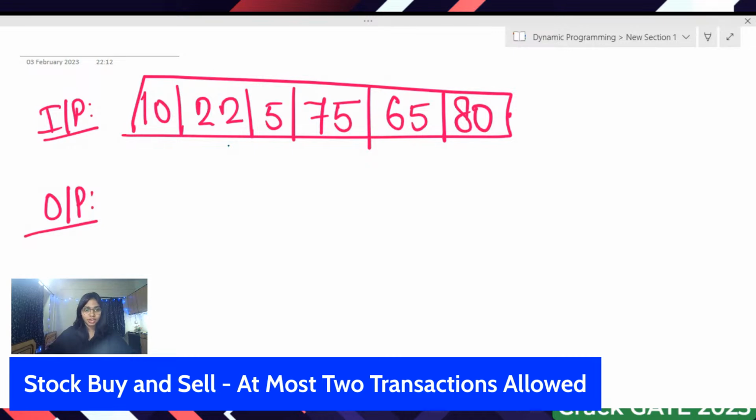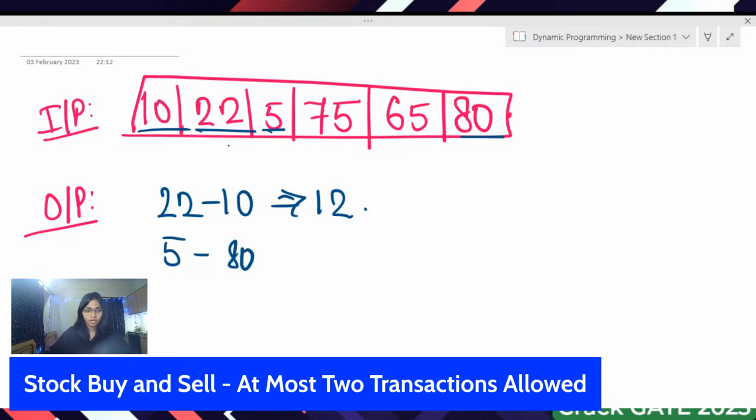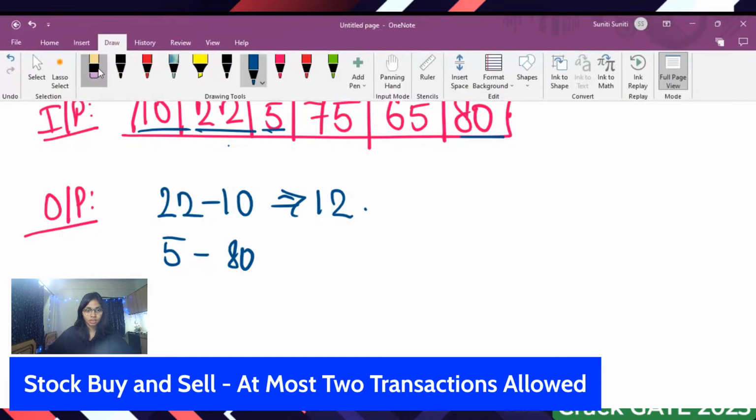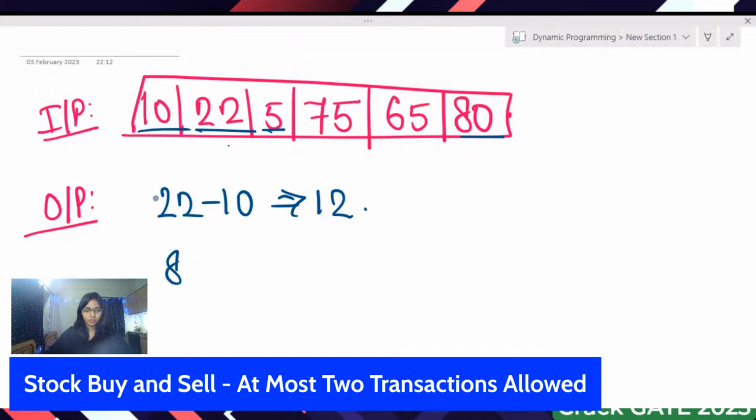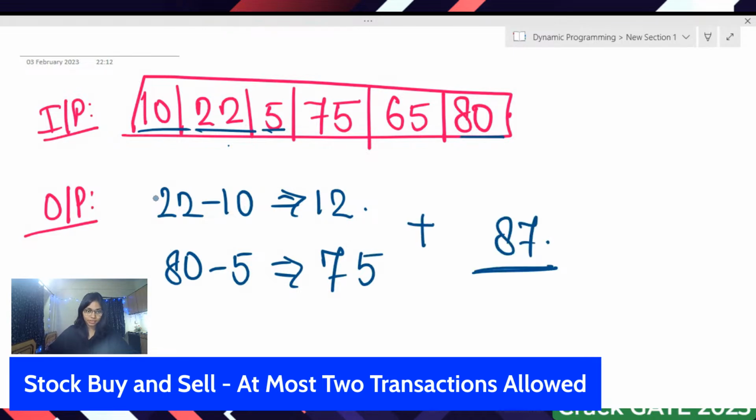One of the transactions that you can make is 22 minus 10, which gives you 12. Another transaction is if you buy the stock at 5 and sell it at 80. What value will it give you? 80 minus 5, that is 75. If you add them, the total profit that you are going to make is 87.